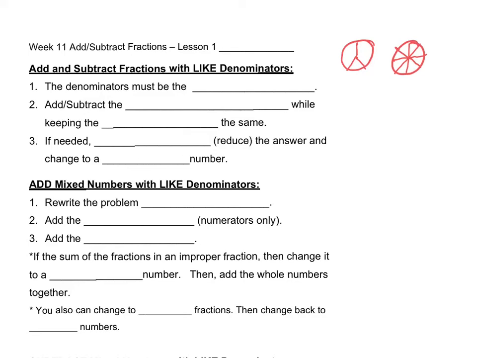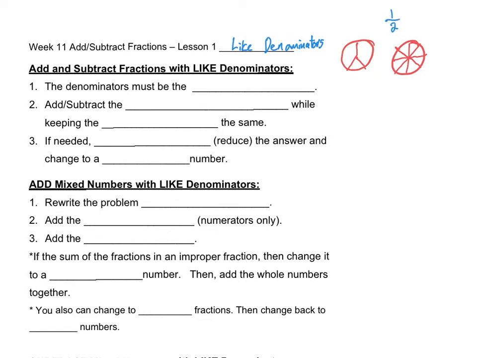All right, today we're going to add and subtract fractions with like denominators, also called common denominators. As a review, denominators are on the bottom of the fraction, the numerators are on the top.